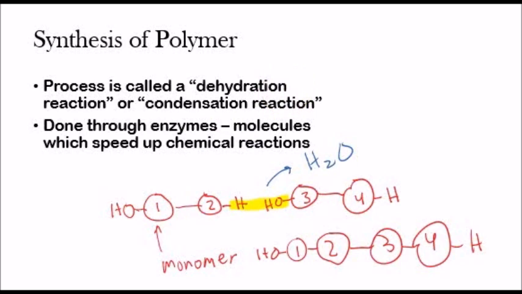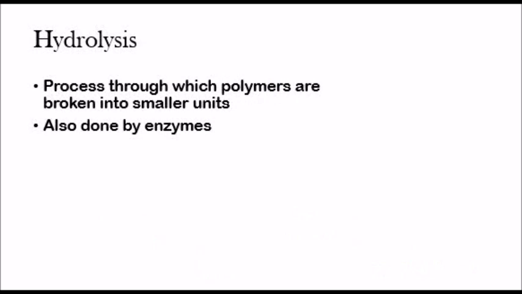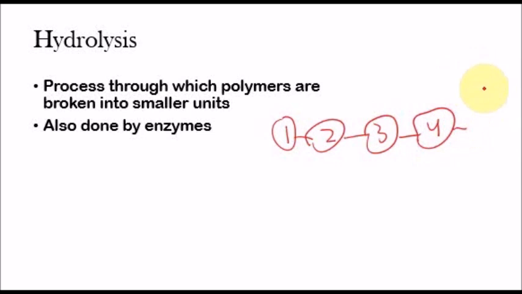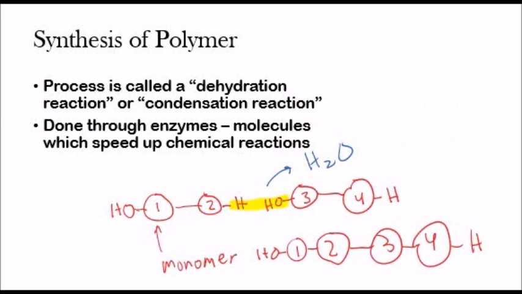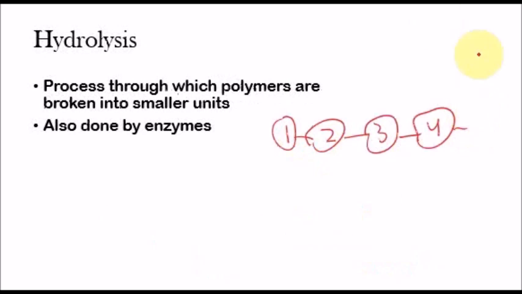Now let's look at how polymers are broken down. The process through which polymers are broken down is called hydrolysis. Let me demonstrate how that happens. Let's say we have a long polymer like this. Again, we have our hydrogen atom here, and then we have our hydroxyl group here. Let's say we wanted to break this polymer at this bond right here.